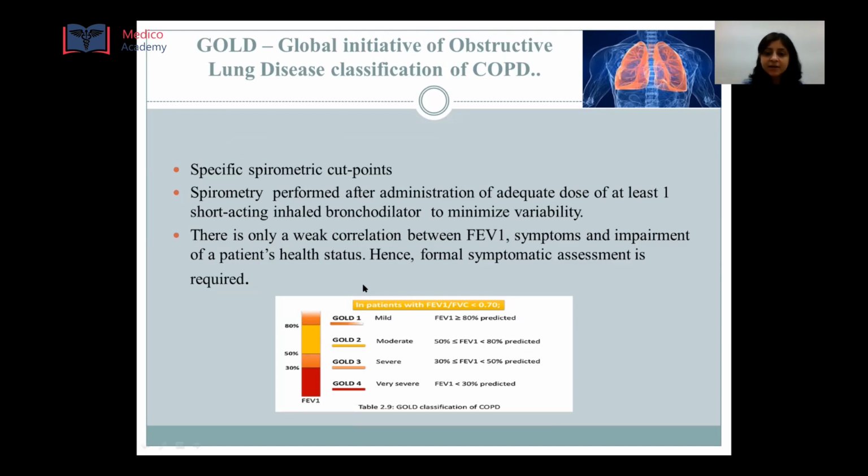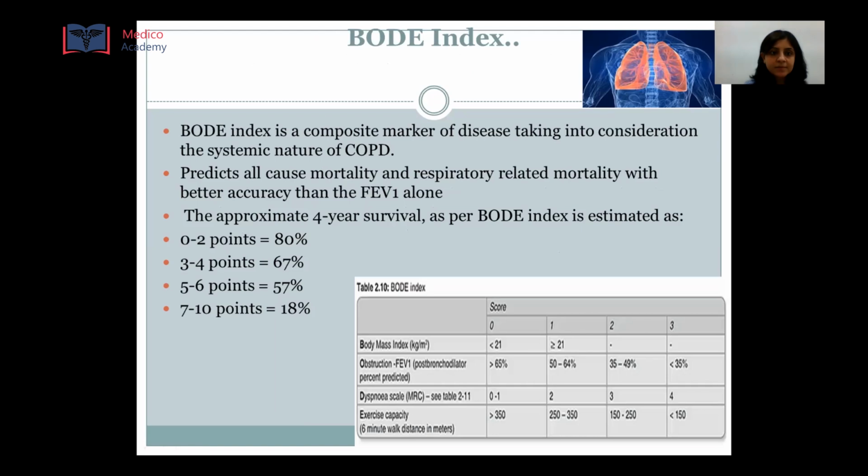FEV1 is ≥80%, less than 80%, 30 to 50%, and less than 50%. BODE index. What is BODE index? BODE index is a composite marker of the disease, taking into consideration the systemic nature of COPD as well. And it is going to predict all-cause mortality and respiratory-related mortality with better accuracy than when we were doing it with FEV1 alone. Based upon the BODE index, we calculate the 4-year survival, where we have 0 to 2 points as 80%, 3 to 4, 67%, 5 to 6, 57%, and 7 to 10 as 18%.